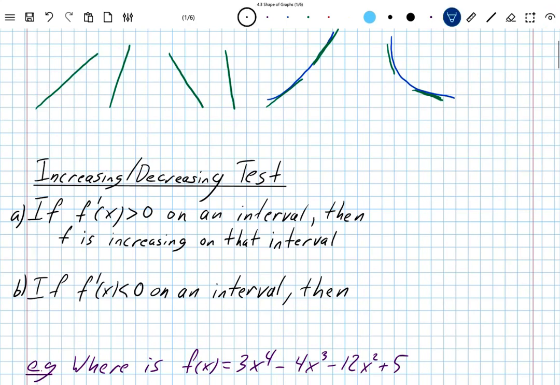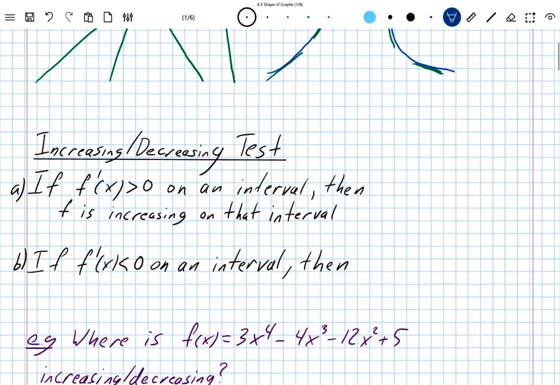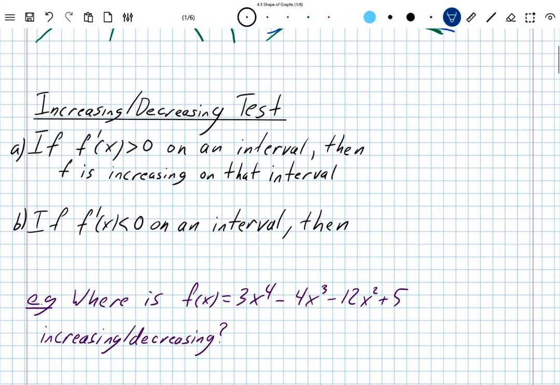And similarly, you can probably figure out what happens if f prime is less than 0 on the interval, then f must be decreasing. In fact, this might even be considered a reasonable definition in a lot of cases for what it means to be increasing or decreasing on an interval.